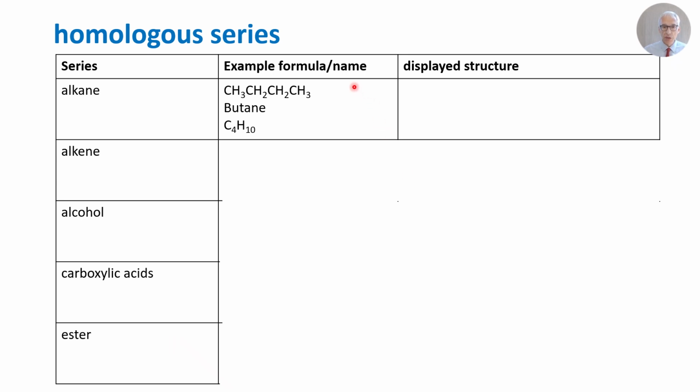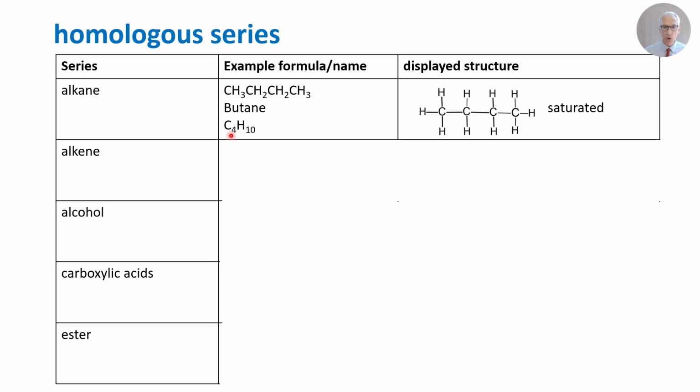So let's run through some basic ideas. We've got butane, an alkane, C4H10. Its structural formula would be CH3, CH2, CH2, CH3. Its molecular formula, C4H10. So this is a structural formula. This is the molecular formula.